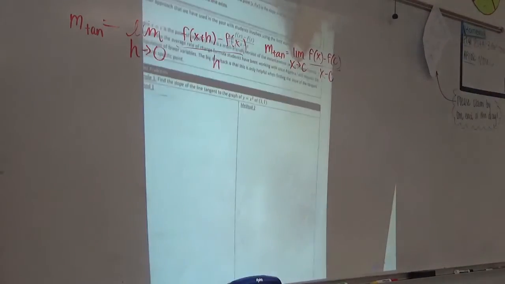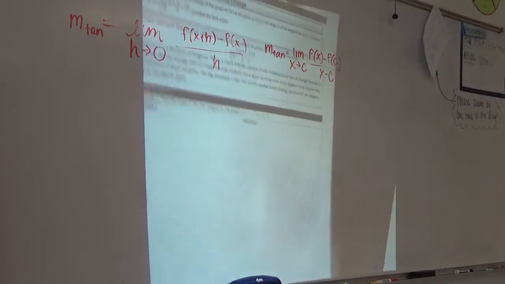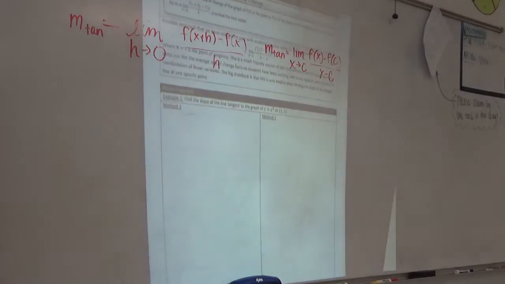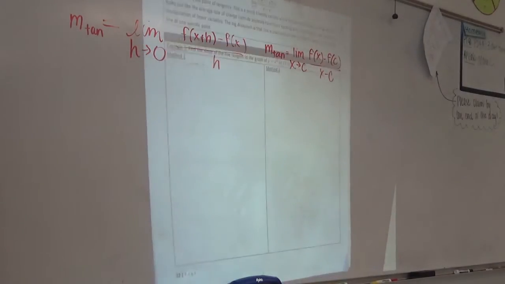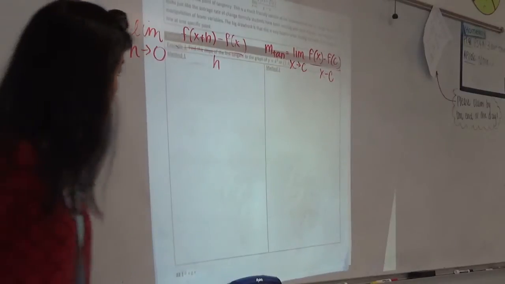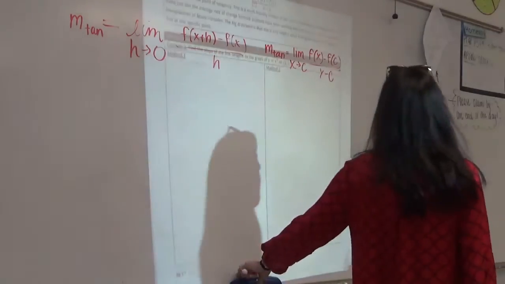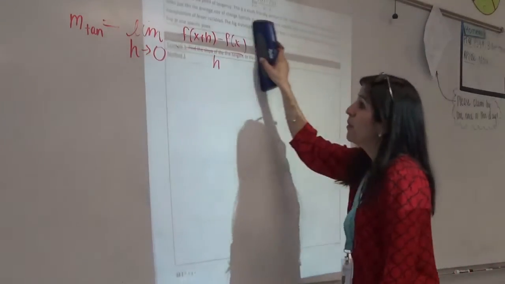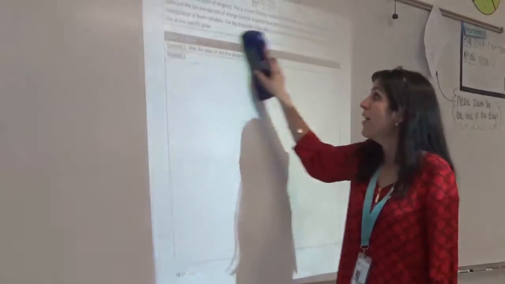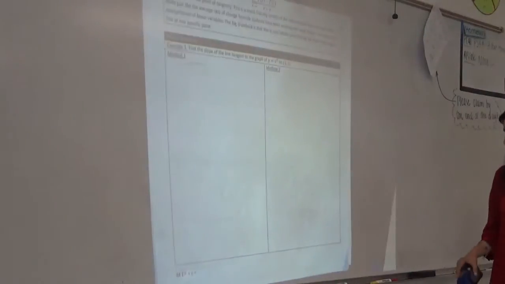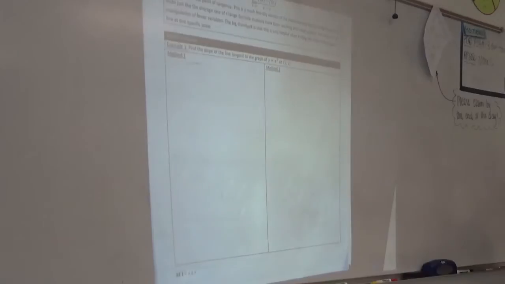First thing you need to know is that at the top of the page are just the same formulas that we recorded on page 21. So I'm not going to spend a ton of time there. I'm going to get to the model problems. First model problem, example 1. Find the slope of the line tangent to the graph of y equals x squared at (1, 1).